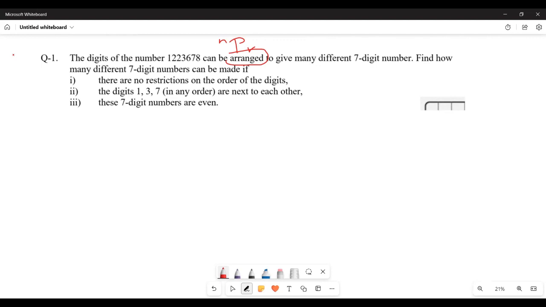Find how many different 7-digit numbers can be made if there are no restrictions on the order of the digits. So 7 digits, 7 positions. So it's going to be either 7 times 6 times 5, and so on, times 1, or 7P7, or 7 factorial. So I'm writing 7P7, 7 numbers available for 7 spots. So 7P7 upon, since there is a repeated 2, we have to divide this by 2 factorial or 2P2. So this could also be 7 factorial over 2 factorial. What's the answer to that? It is 2520.